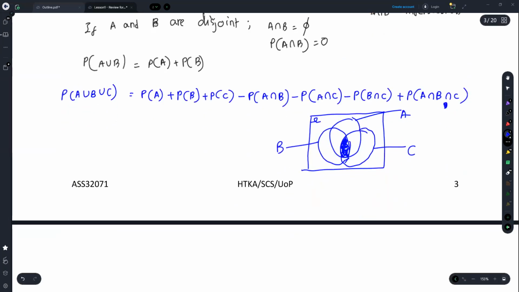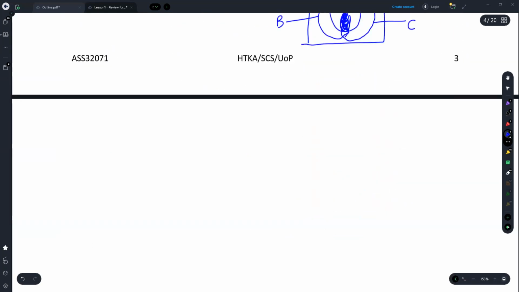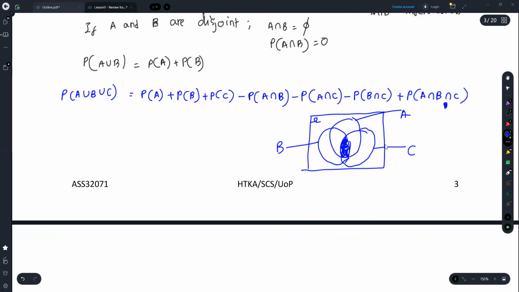I'm going quickly because these are not new to you. You already know these things, just to recall, okay? Now, into the basic theory behind probability.